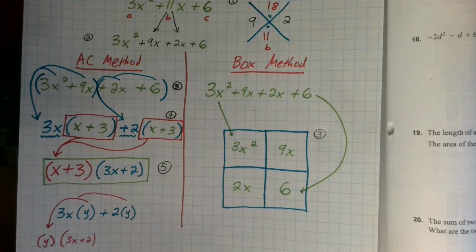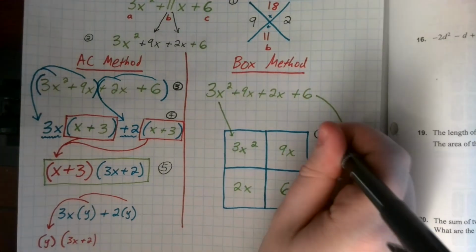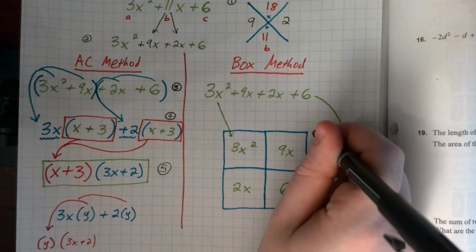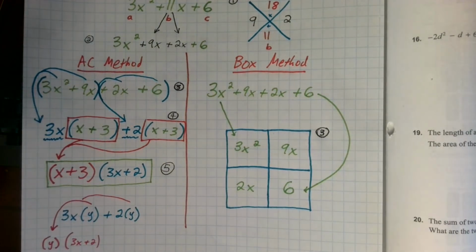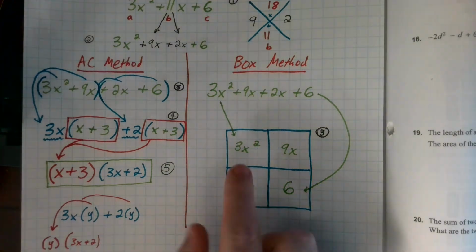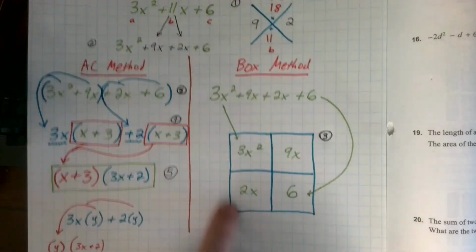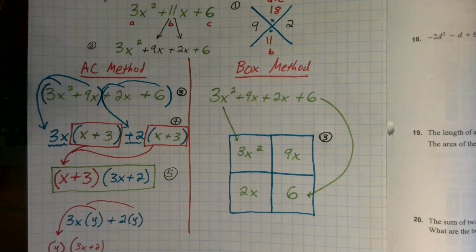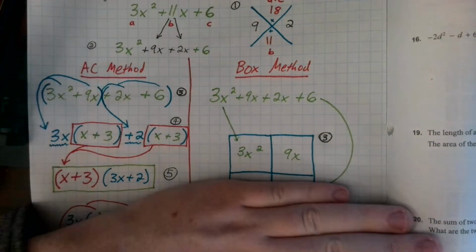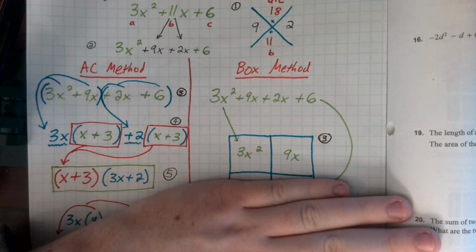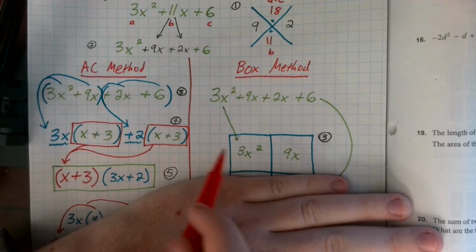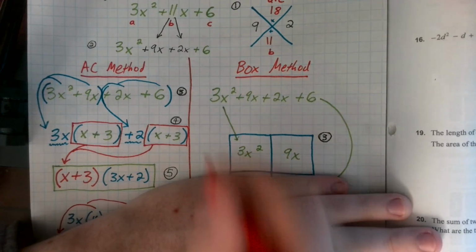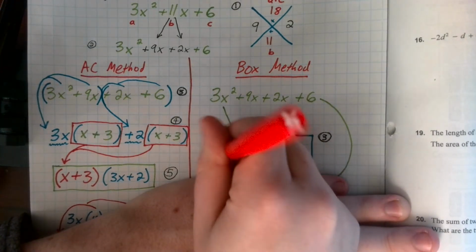After you've put everything into the boxes, now begins the process of factoring. This method is a lot more organized, and all it asks of you is to factor out every row and every column. What does that mean? Let's take a look at this first row. What's in common between these two? If you paid attention to the last problem, you might know. Well, 3x squared and 9x, you can take out a 3 from both of them, and you can take out an x from both of them.